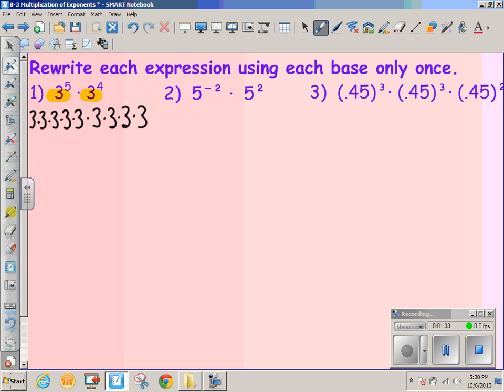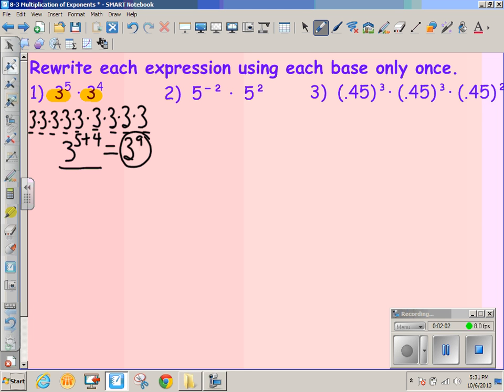So we can quickly see that really all we have to do is add the exponents together. And I do want you to show the work as far as how you came up with the answer. So in other words, 3 raised to the 5th power times 3 raised to the 4th power is really 3, 1, 2, 3, 4, 5, 6, 7, 8, 9 raised to the 9th power. So you need to show this step and then your answer.